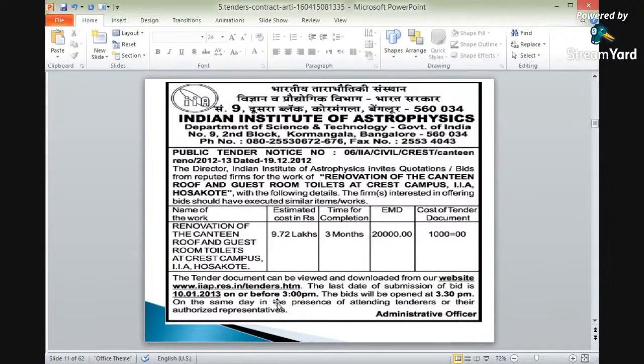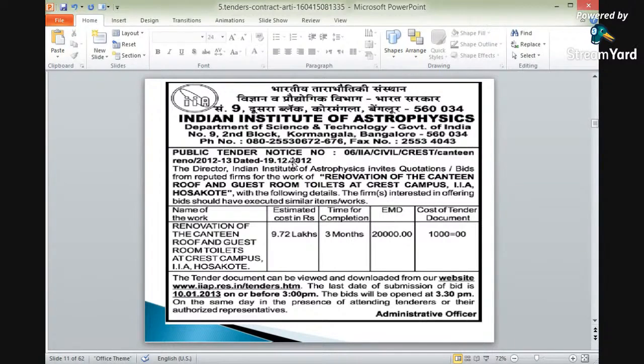This is a tender notice in this case. So all these things which we have described in the previous slide have been covered in this tender notice. In this tender notice, the authority is the Indian Institute of Astrophysics, Department of Science and Technology, Government of India. Here the public tender notice number has been mentioned.